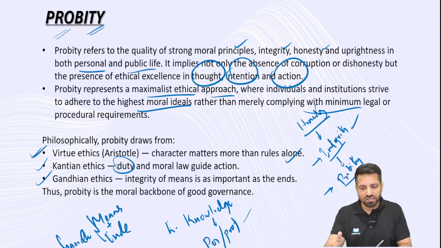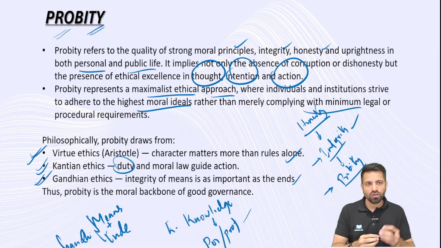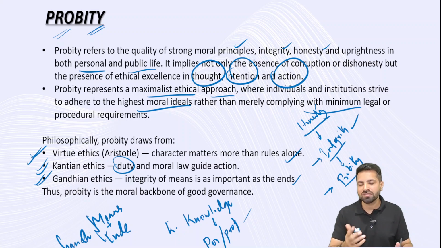So virtue ethicists talk about probity. Kantian ethics, deontological ethics, focuses on probity. And even Gandhian ethics focuses on probity. Here also, means and ends both are considered. Integrity of means is as important as the ends. If you're focusing on both, it means you need to have that moral knowledge, and having that moral knowledge and implementing it in your life is nothing but probity.